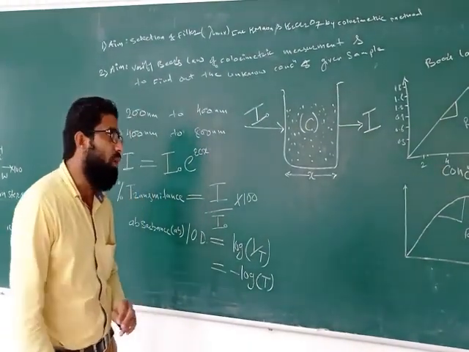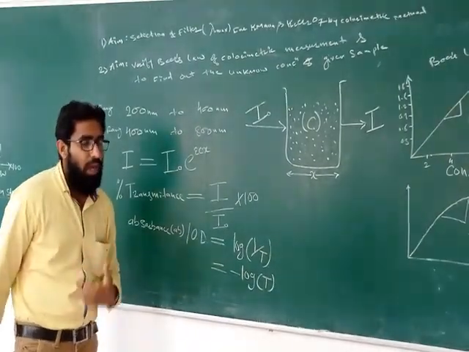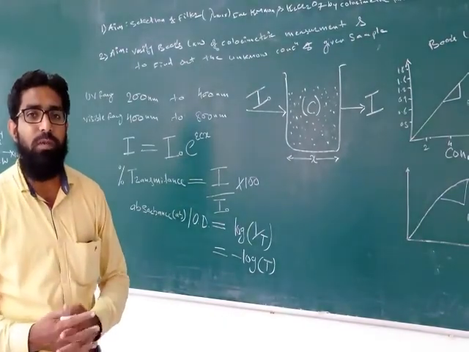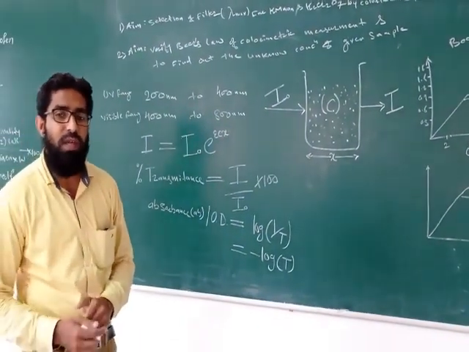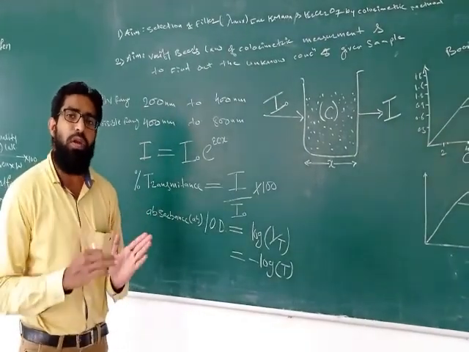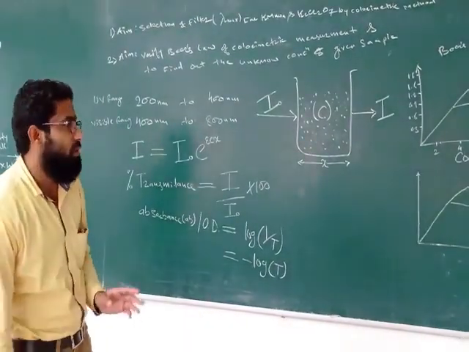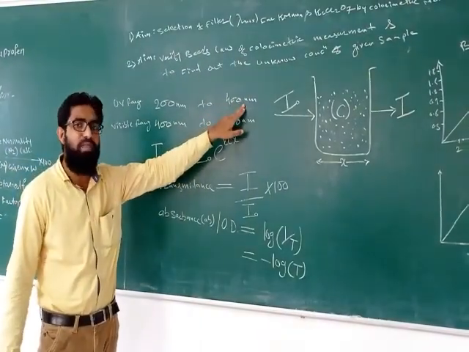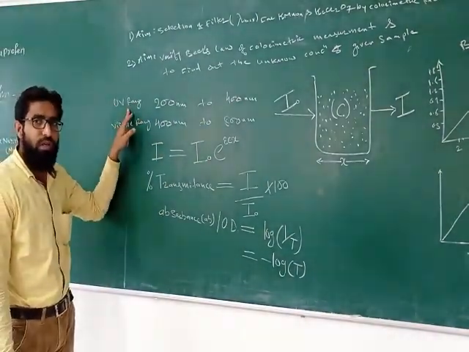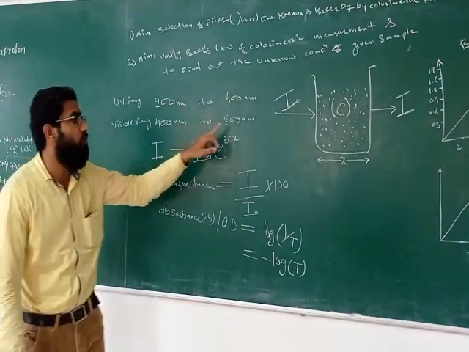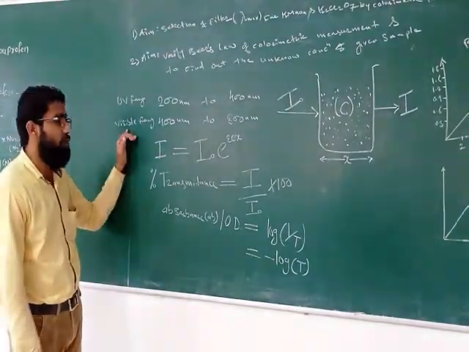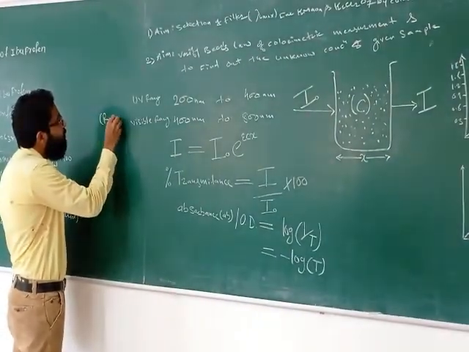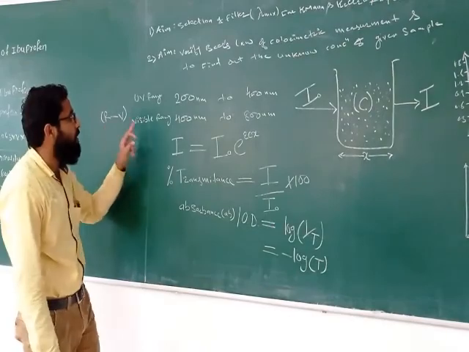As we have studied in theory, UV visible spectroscopy usually involves electromagnetic radiation in the range of 200 to 800 nanometers. This range is divided into two: the UV range from 200 to 400 nanometers, known as UV radiation, and 400 to 800, that is visible radiation. Visible radiation includes different colored light from red to violet.